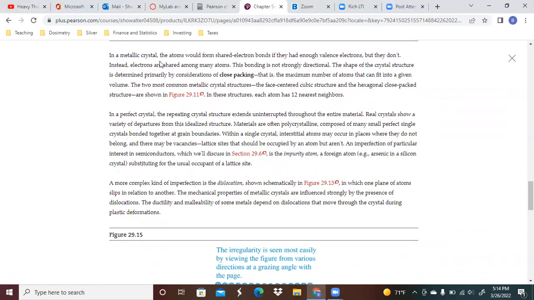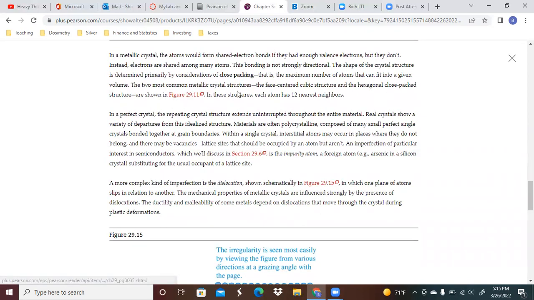In a metallic crystal, the atoms would form shared electron bonds if they had enough valence electrons, but they don't. Instead, electrons are shared among many atoms. This bonding is not strongly directional. The shape of the crystal structure is determined primarily by considerations of close packing, that is, the maximum number of atoms that can fit into a given volume.